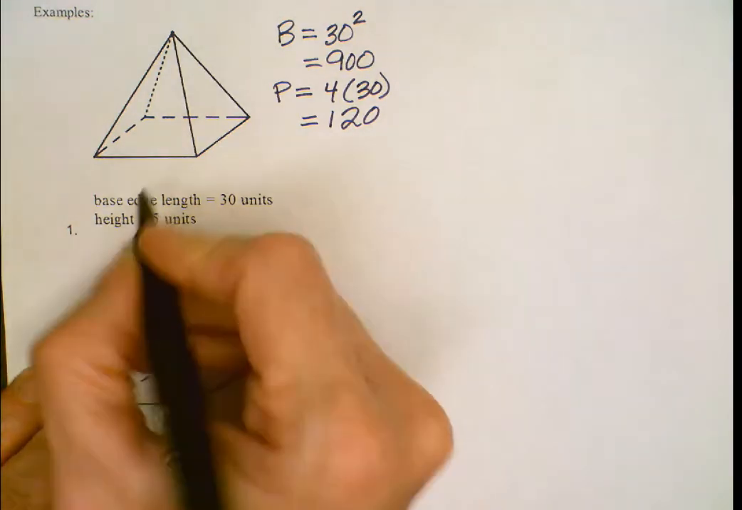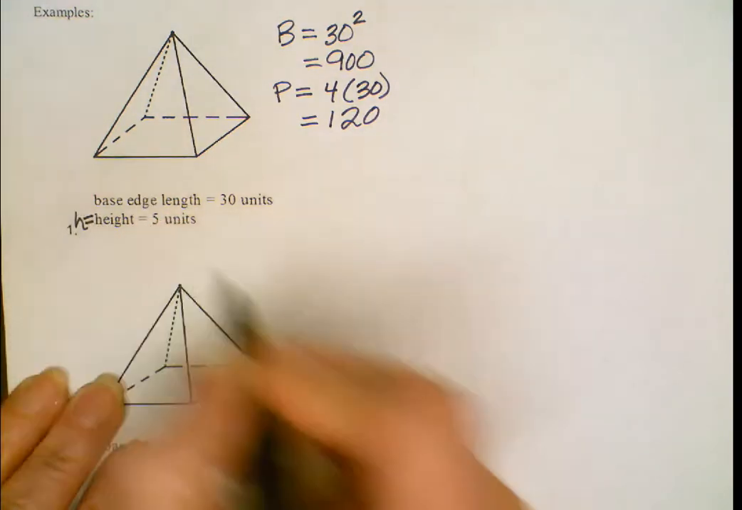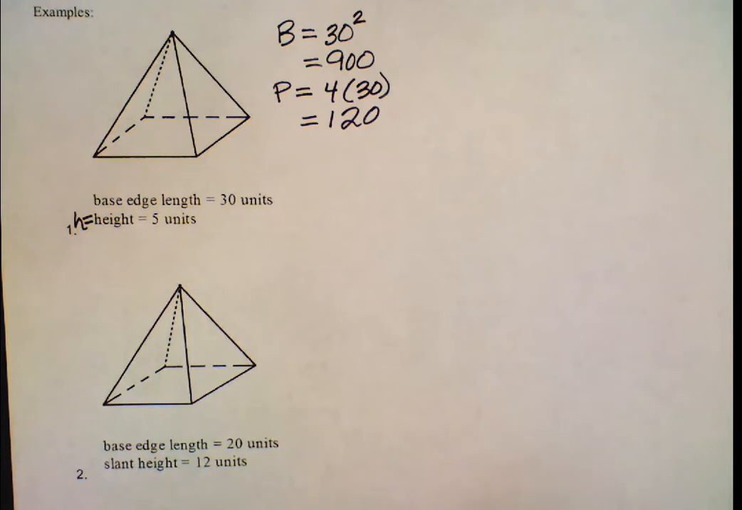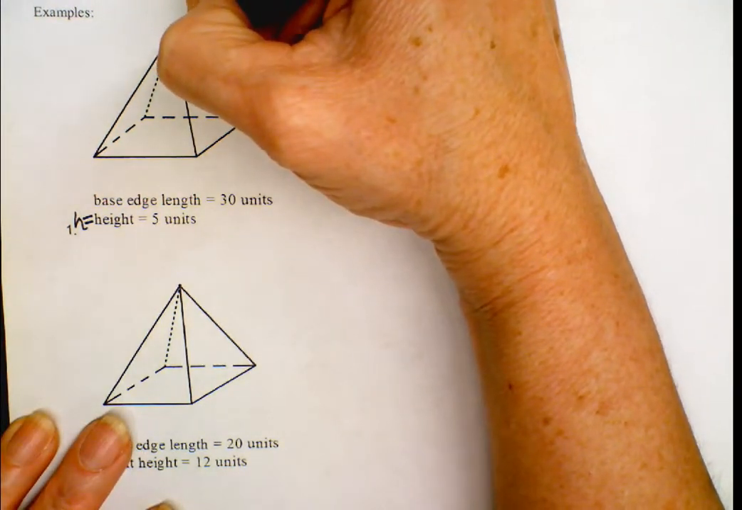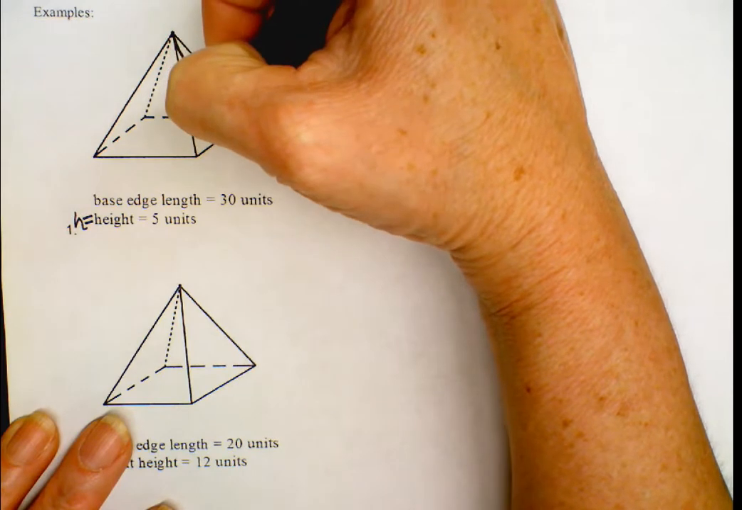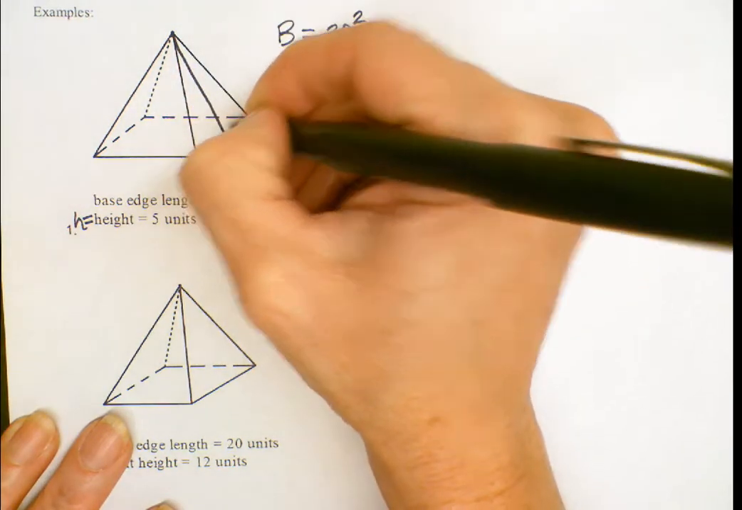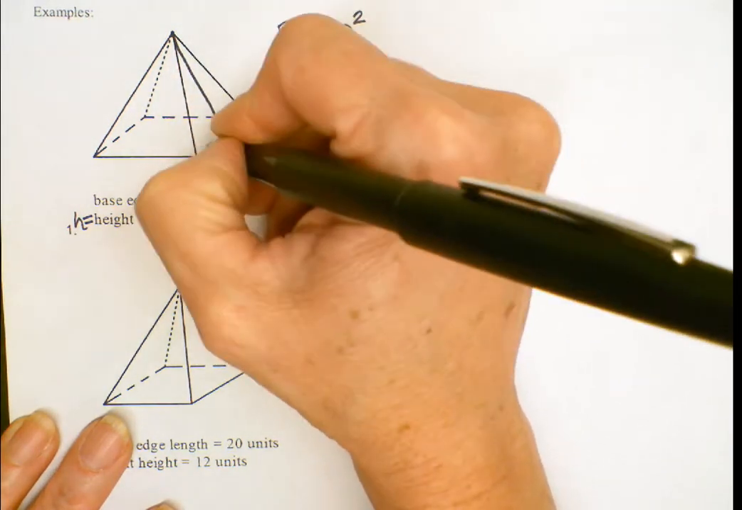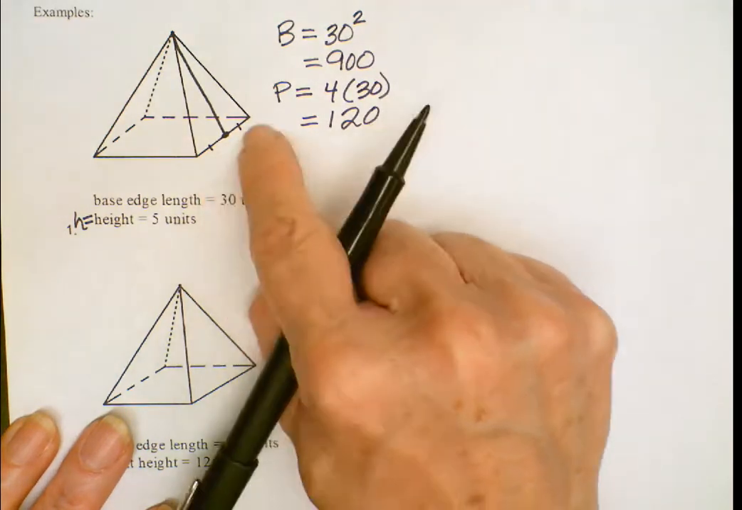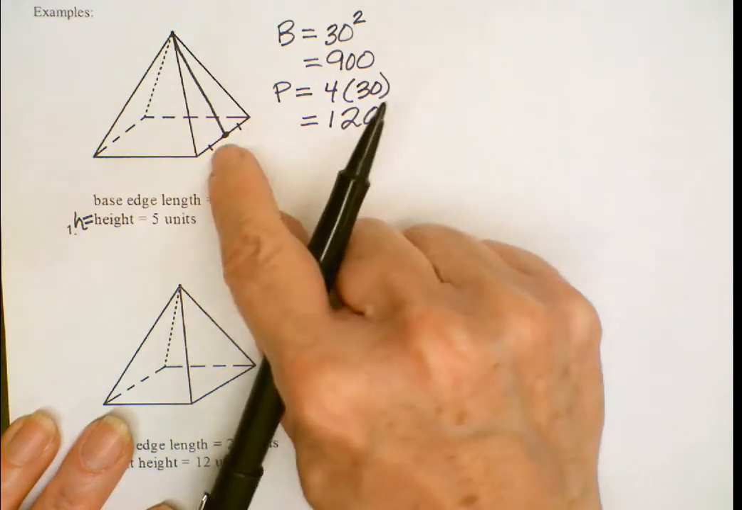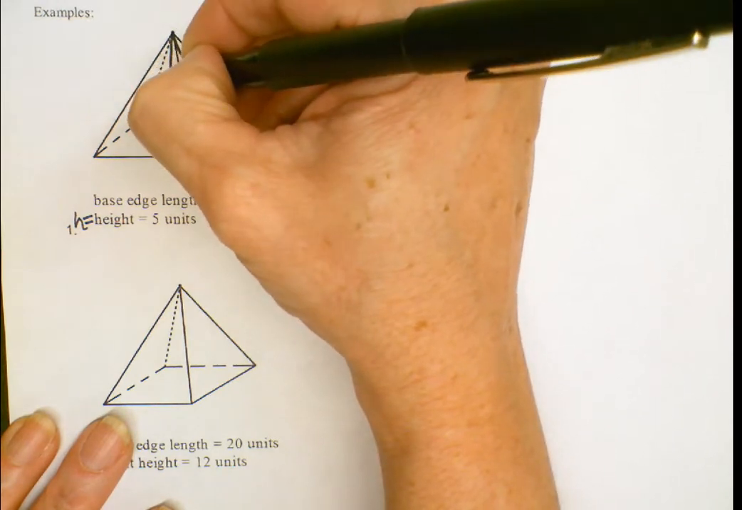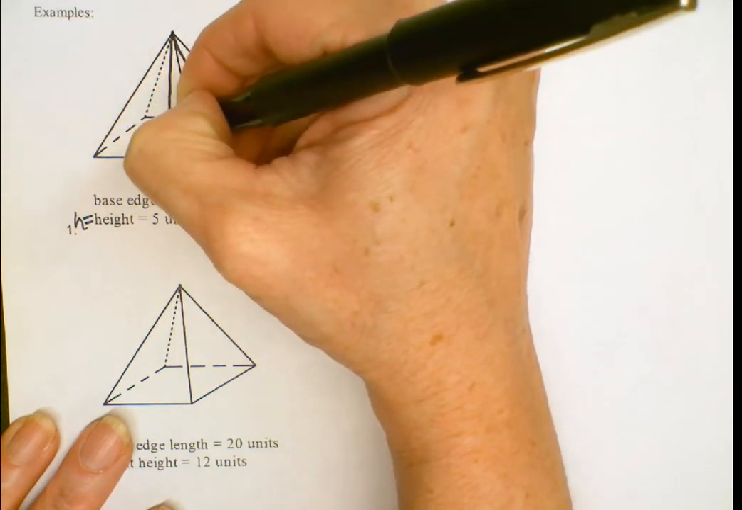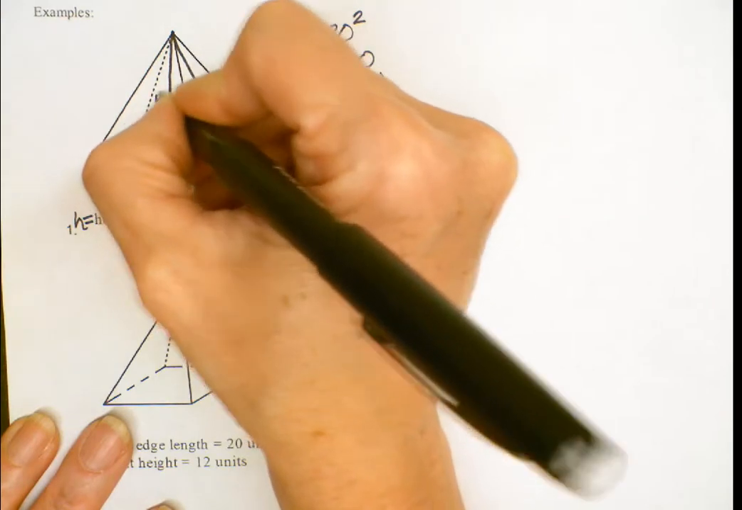We're told the height is 5, so there's our H value. And now we need L, and that's where the right triangle is going to come into play. So L is this distance straight down the center of one of these triangular faces. It's going to cut that base edge into 2 congruent parts. So since the base edge was 30, these are each 15. The height, as we've said, goes down from the vertex to the center of the base, and we know the height is 5 units long in this case.